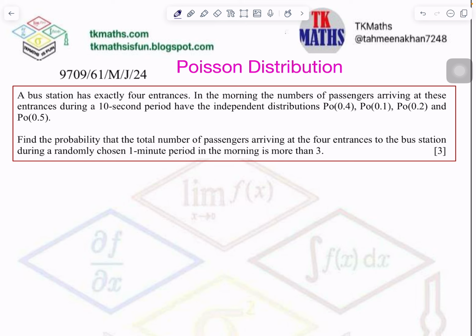In today's video, we will solve a question on Poisson distribution, which is a part of the syllabus of A-level mathematics. I've taken this question from May-June 24. So let's solve this question.